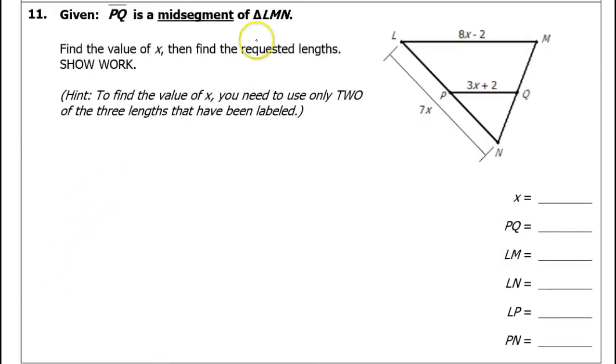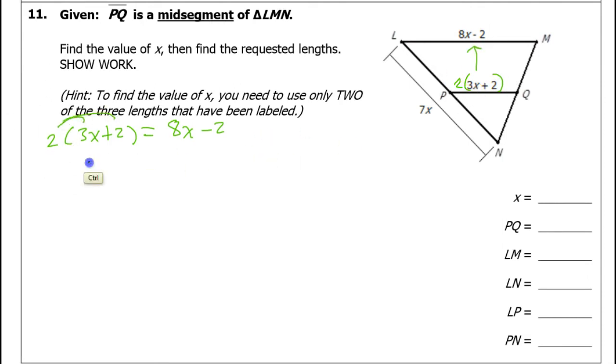Number 11, PQ is a midsegment. That means that PQ is half the length of the parallel side. So, for example, if I double PQ, if I do 2 times 3x plus 2, then it should now equal the parallel side, which is 8x minus 2. That's a property of a midsegment. A midsegment is half the length of the parallel side. If you double it, you get the parallel side.